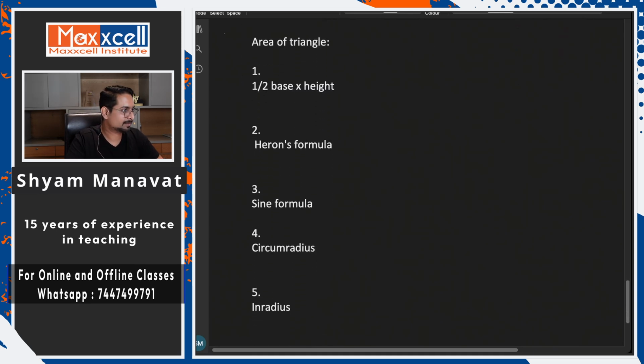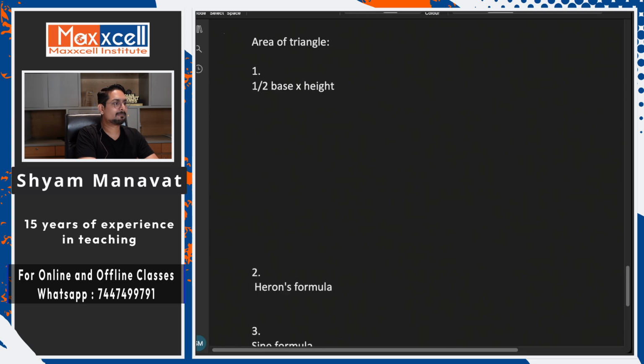Area of triangle. The very famous general formula which we all know about the area of a triangle: the area of a triangle is half base into height. We all know this, right?